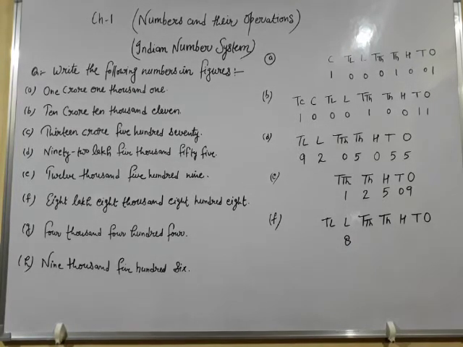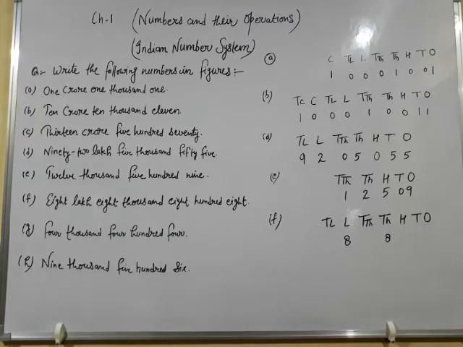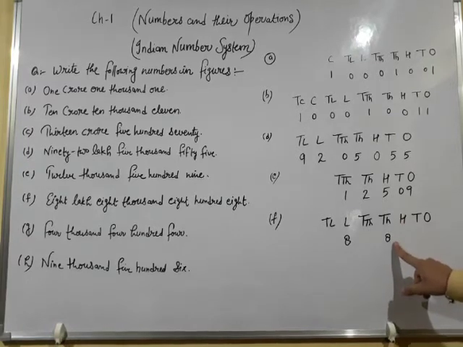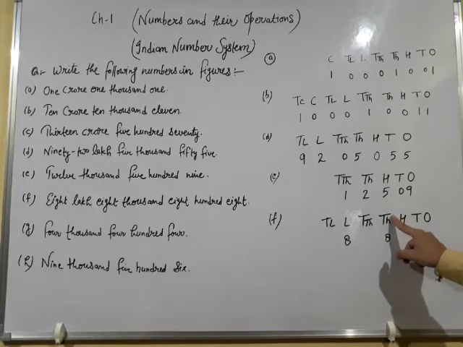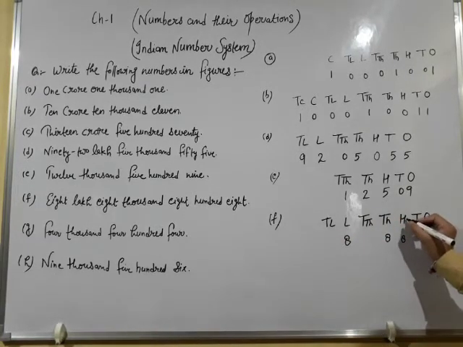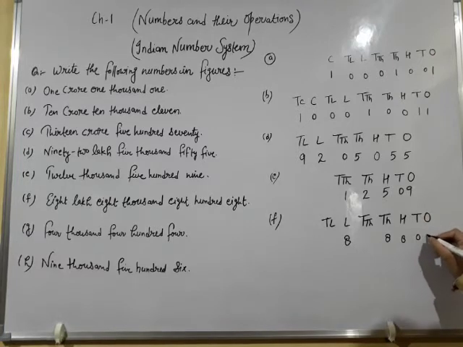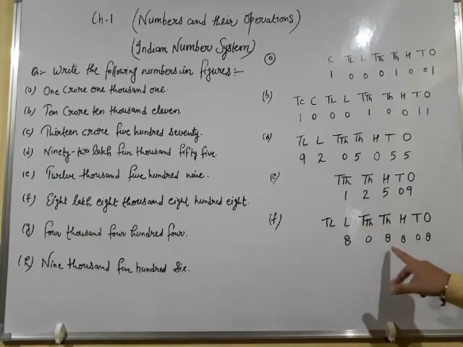8 lakh 8,000. How many thousand? 8,000. So 8 will be written like this, under the thousands place. 8 lakh 8,808. 808 can be written like this, and you have to put 10 here. So this is the answer of your F part. 8 lakh 8,808.